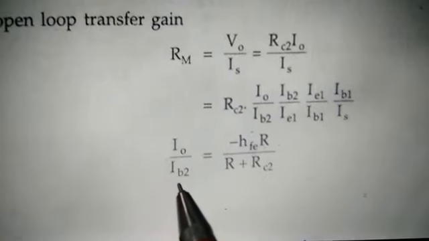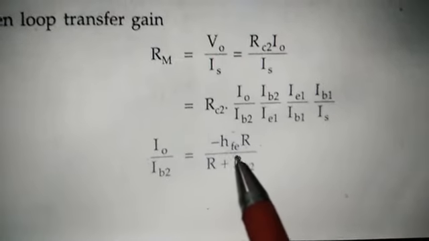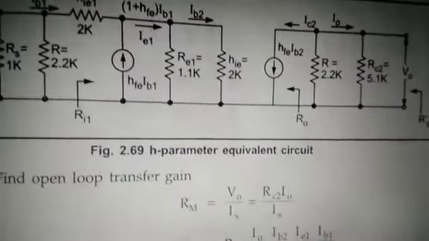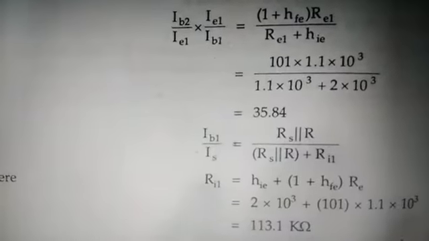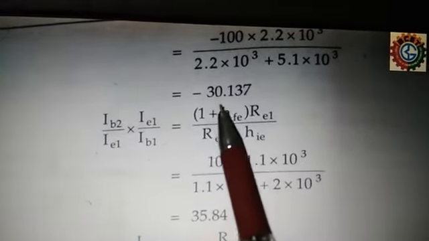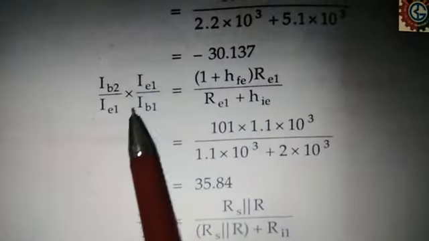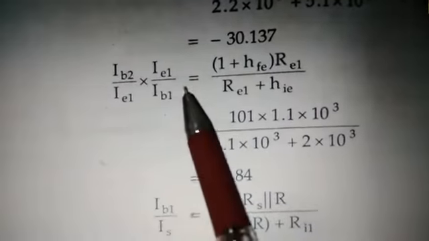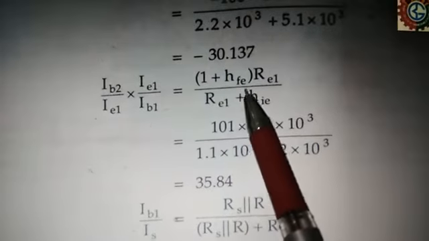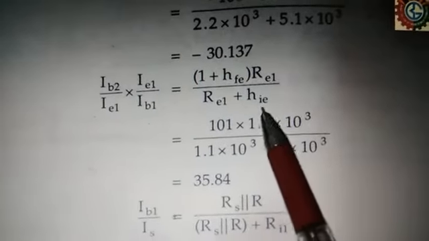So for the second transistor, the current gain is given by minus HFE into R upon R plus RC2. Now what is R? R is given as 2.2 kilo ohm. So you can calculate this value, put the values, you will get here minus 30.137. Now this factor, IB2 upon IC1 into IC1 upon IB1, is equal to 1 plus HFE into RE1 upon RE1 plus HIE.